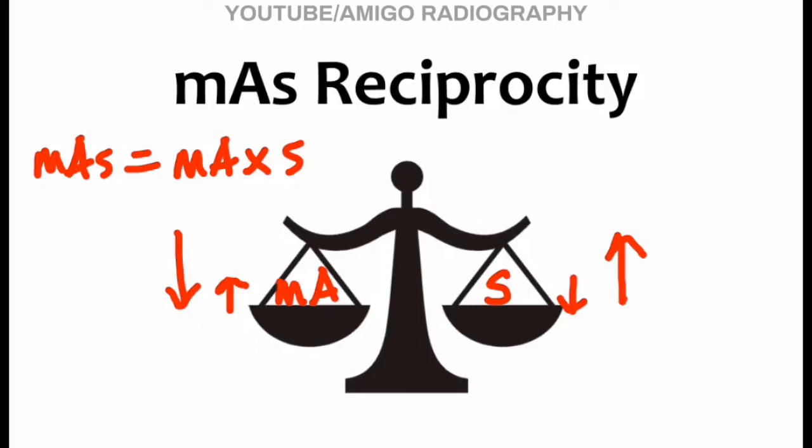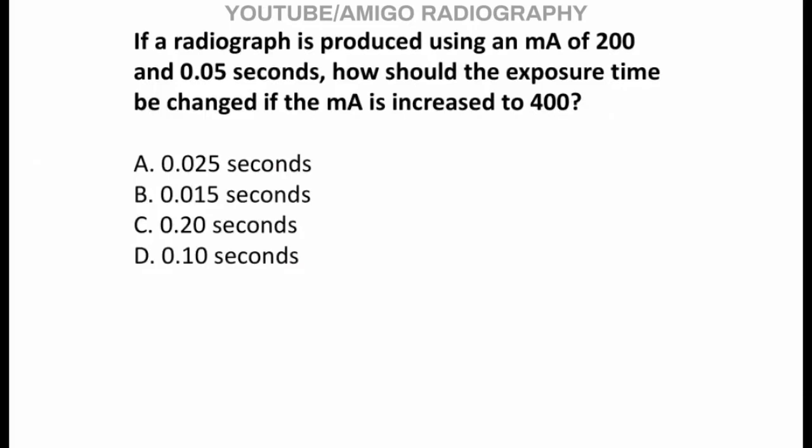It's a simple idea, so let's look at a few sample questions of varying complexity. If a radiograph is produced using an mA of 200 and a 0.05 second exposure time, how should the exposure time be changed if the mA is increased to 400? So a few things to notice.